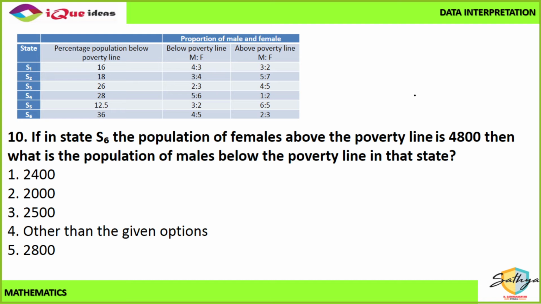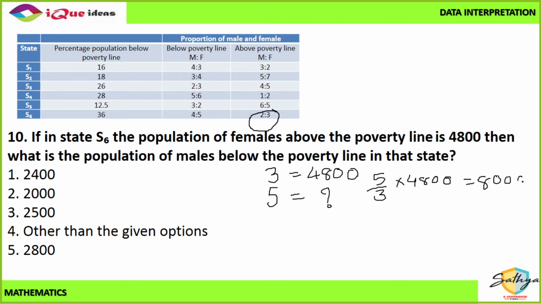Chalo guys. Population of females above the poverty line. Everything is S6. So above the poverty line, female population is 3. That is 4,800. So the total population is 2 plus 3, that is equal to 5. So that is the total population above poverty line. It is 5 by 3 into 4,800, right? 5 by 3 into 4,800. If you want, you can simplify. It's not very difficult. You'll get the answer is 8,000.